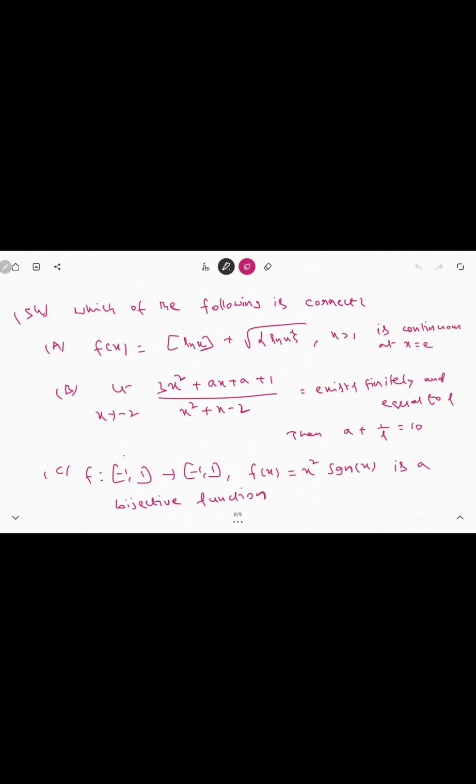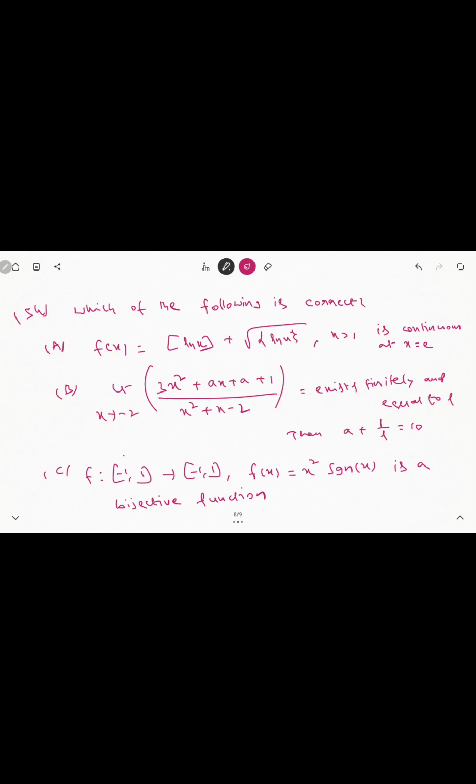Which of the following is correct? 54th question. This is also multi-correct. Option A is f of x equal to integer part of ln x plus root of fractional part of ln x, x is more than 1. Option B, limit x tends to minus 2, 3x square plus ax plus a plus 1 by x square plus x minus 2 is equal to some finite limit, exists finitely and equal to small l. Then find the value of a plus 1 by l.